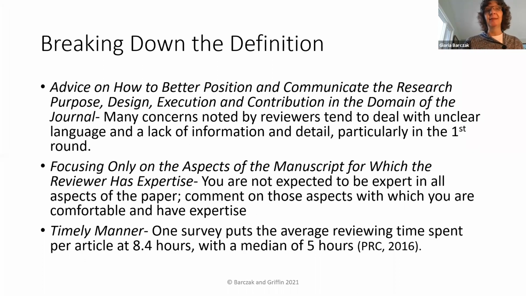Advice on how to better position and communicate the research purpose, design, execution, and contribution in the domain of the journal. In initial submissions of papers, oftentimes there are some clear problems. Usually there are problems with language consistency and terminology, and an overall lack of detail and information about the sample, about the literature review, usually about everything. So in an initial review, you want to comment on that.